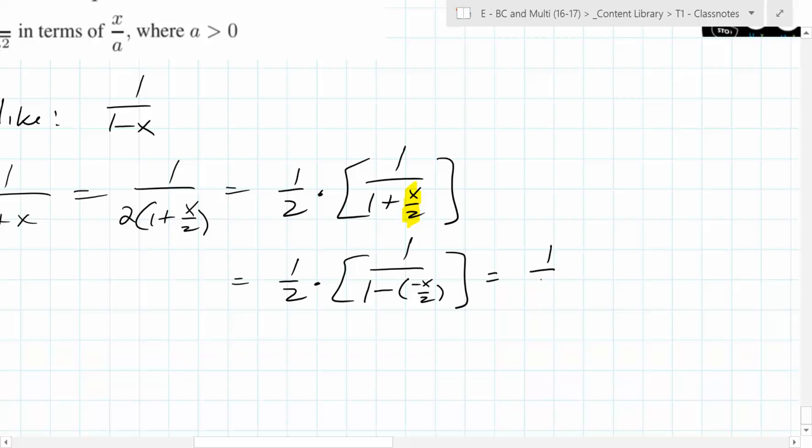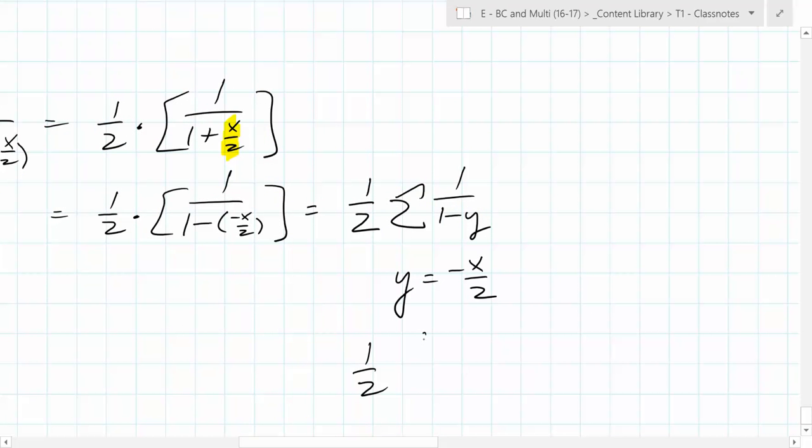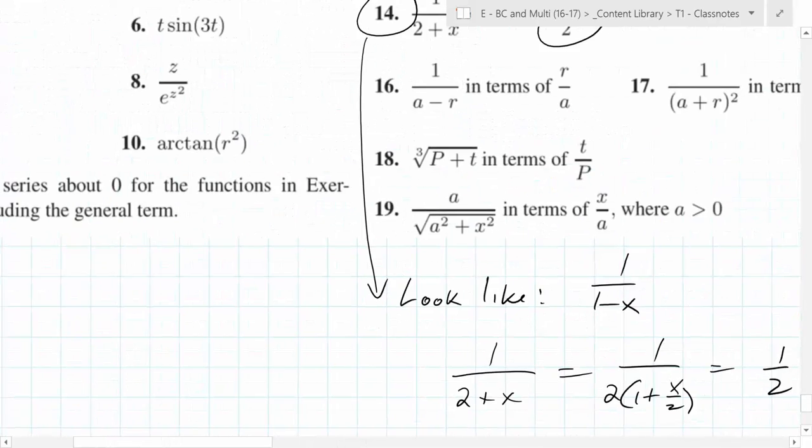So this is the same thing as 1/2 times the summation of 1 over 1 minus y, where y is equal to negative x over 2. So do you see what happened there? Then you can write out the expansion. 1 over 1 minus y is 1 plus y plus y squared plus y cubed. But then what do you plug in for y? So 1 minus x over 2 plus x squared over 4 minus x cubed over 8. So that would be the answer right there, 1/2 times that thing. So you can do similar math for all of these right here.